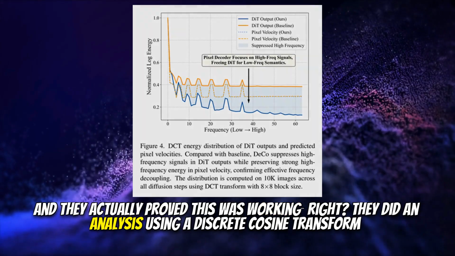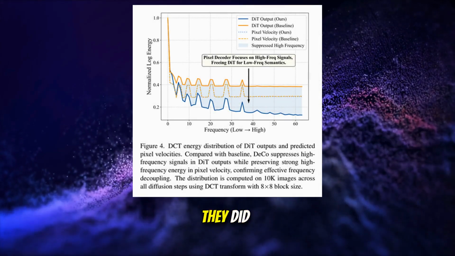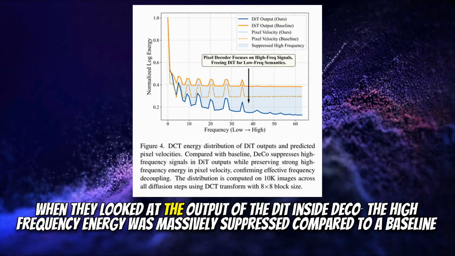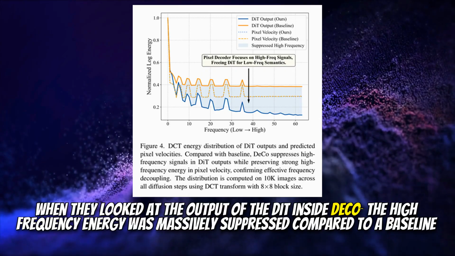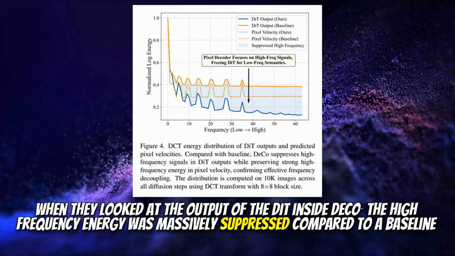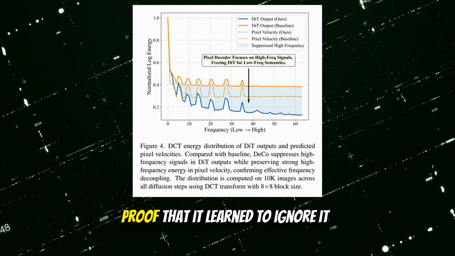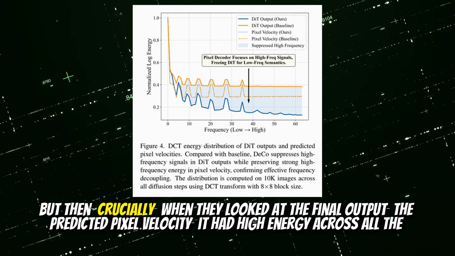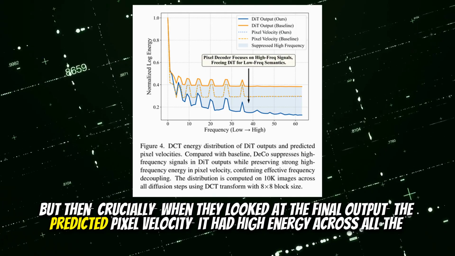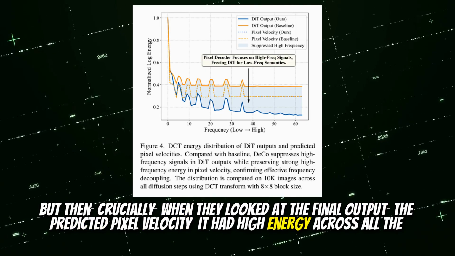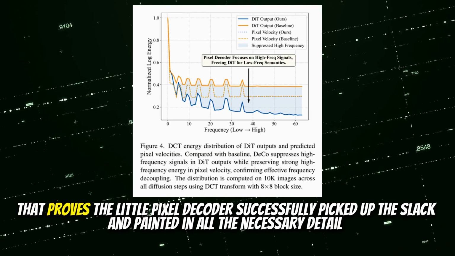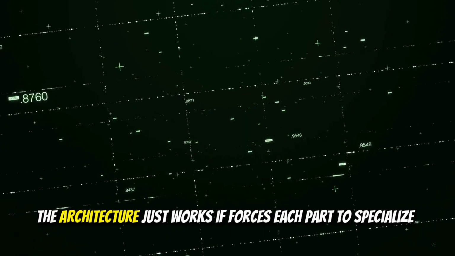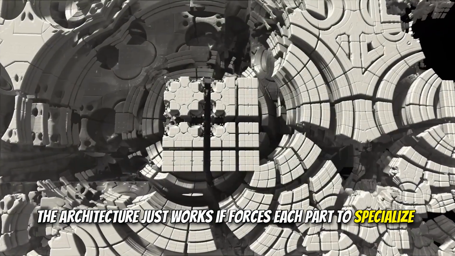They did an analysis using a discrete cosine transform. They did. Yeah. The DCT energy spectra was the smoking gun. When they looked at the output of the DIT inside DeCo, the high-frequency energy was massively suppressed compared to a baseline DIT. Proof that it learned to ignore it. It successfully handed off the job. But then, crucially, when they looked at the final output, the predicted pixel velocity, it had high energy across all the frequencies. That proves the little pixel decoder successfully picked up the slack and painted in all the necessary detail. The architecture just works. It forces each part to specialize.